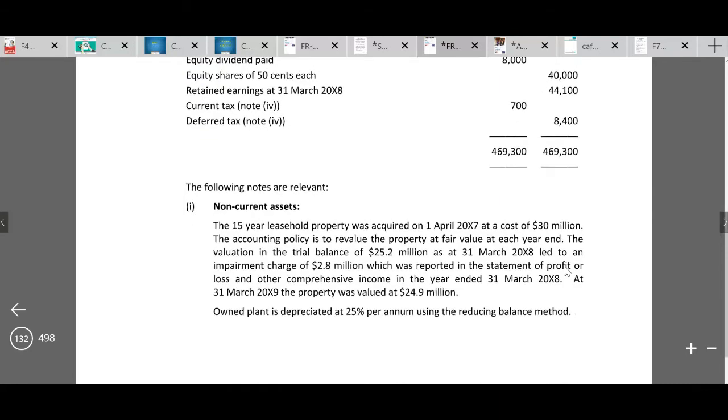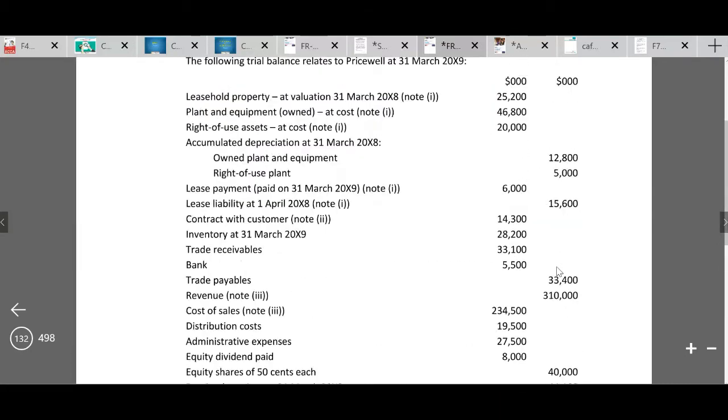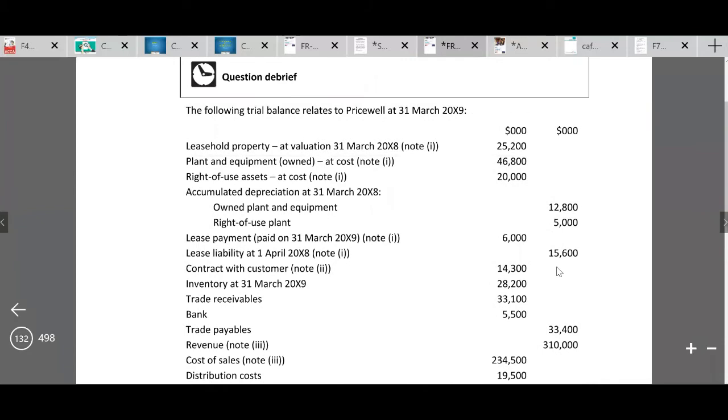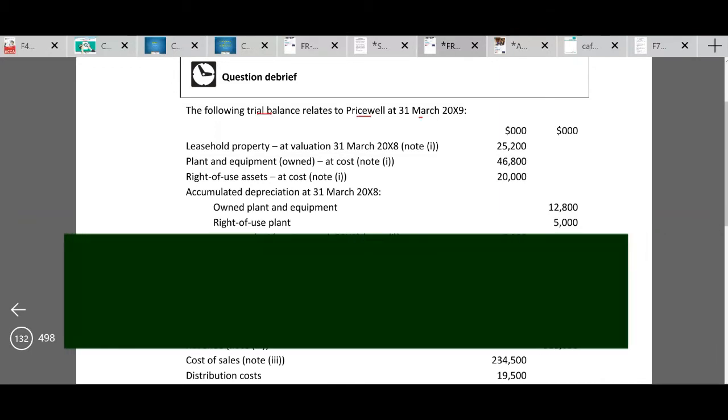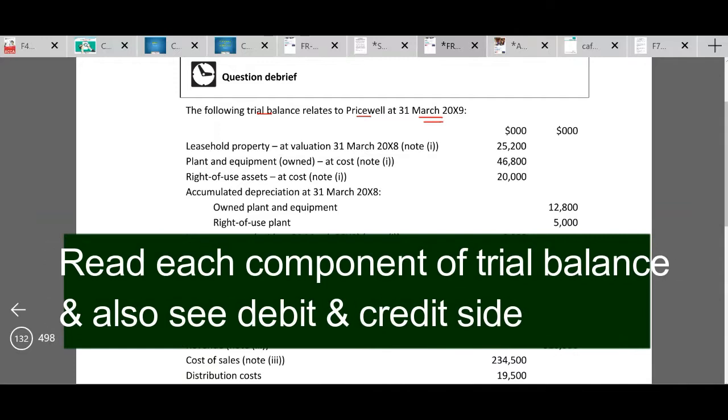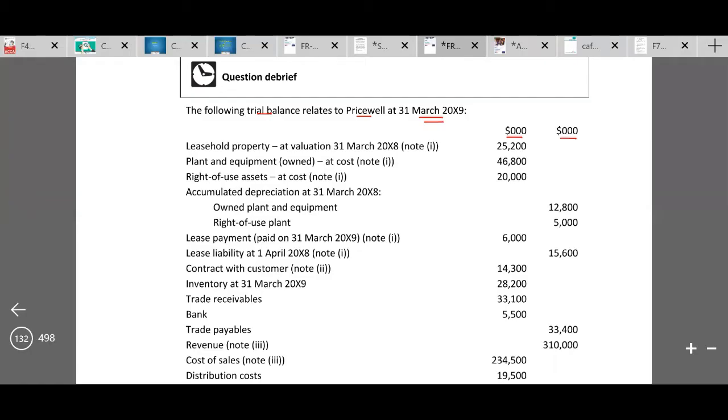Anyways, whenever you're doing the question of the final accounts, the first thing you need to see is the trial balance. So the following trial balance relates to the Price Well, 31st March 20x9. This is the debit side and this is the credit side. So this is the debit side of the trial balance and the other side is the credit side.